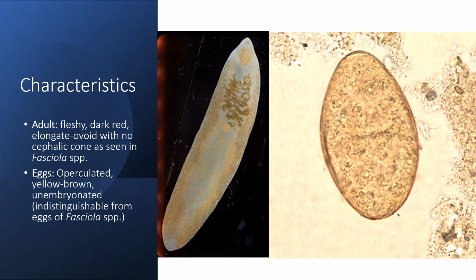Okay, so eggs are operculated, no? Operculated, yellow-brown, and unembryonated. So this is indistinguishable from the eggs of Fasciola species. Okay, so the operculum is found at the more pointed end of the transparent eggshell. So check mo siya, makitang operculum sa pointed nga side.